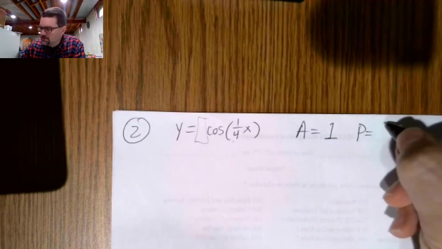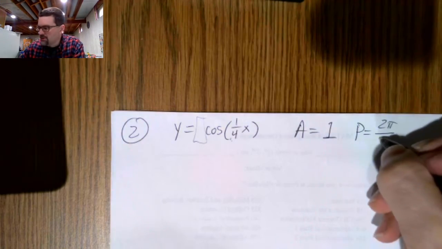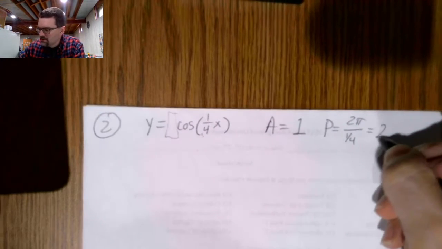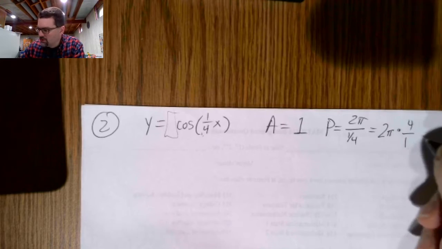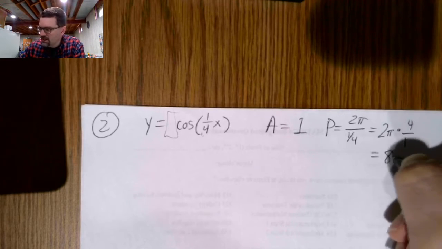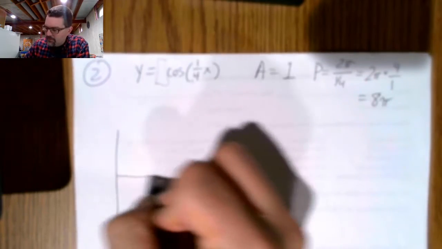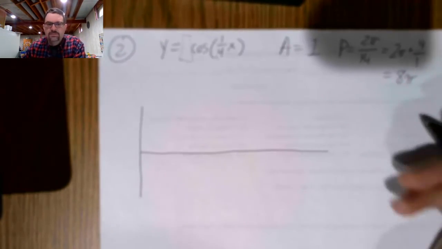The period is 2 pi divided by that number, so divided by a quarter. But dividing by a quarter is the same as multiplying by its reciprocal, which is just 4. So actually our period is 8 pi, which is a lot nicer to deal with than something like 2 pi over 5 from the last one.